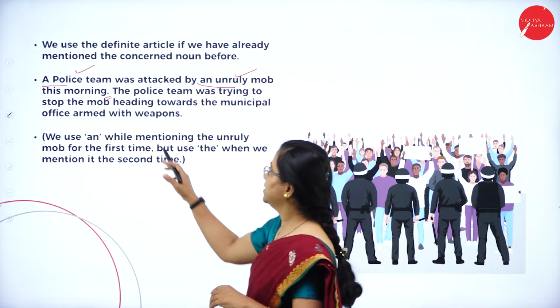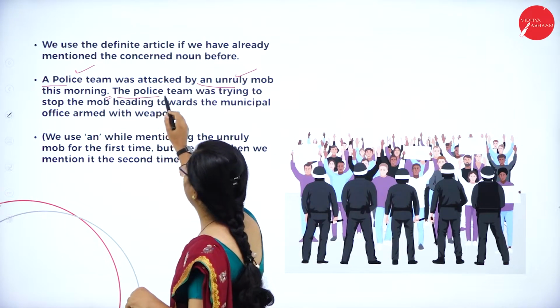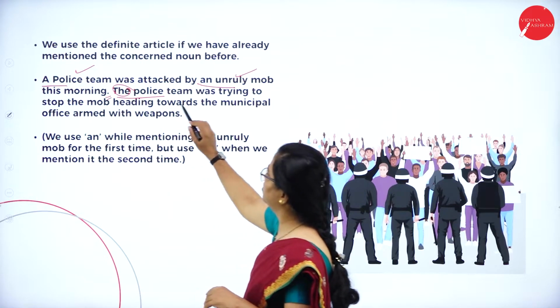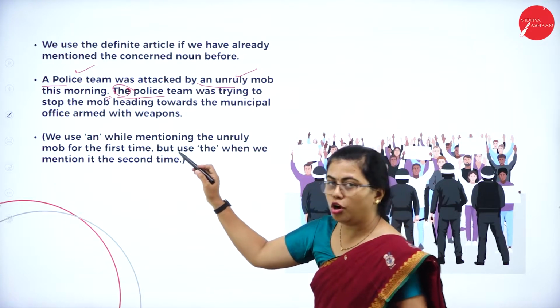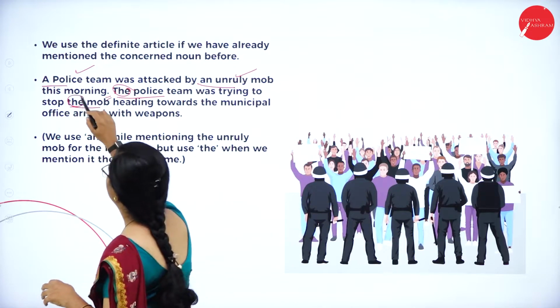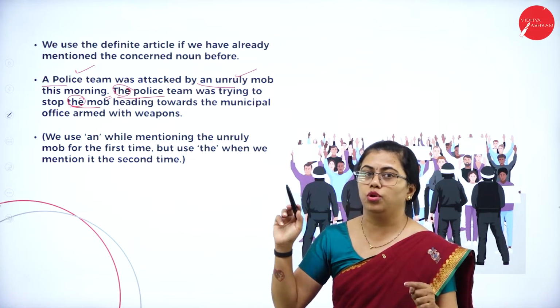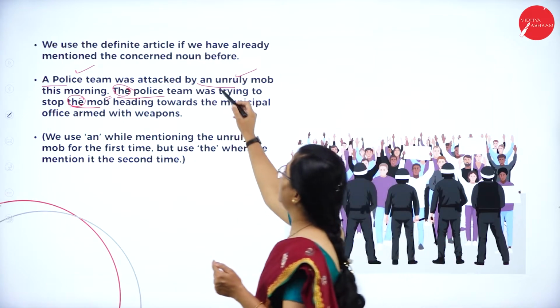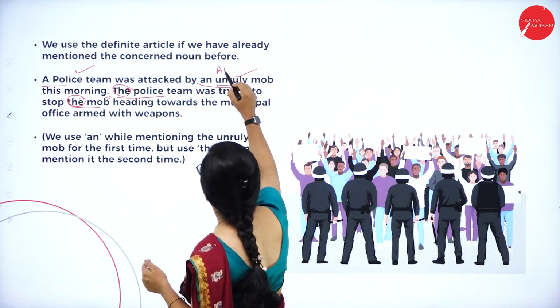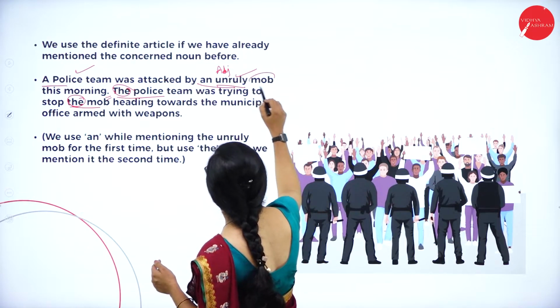So here let us see: the police team. Here I have used a definite article. The police team was trying to stop the mob. Here I have used only 'mob', but in the first place I have used 'unruly mob'. Why is that? Unruly is actually an adjective. It is an adjective. This is the noun.